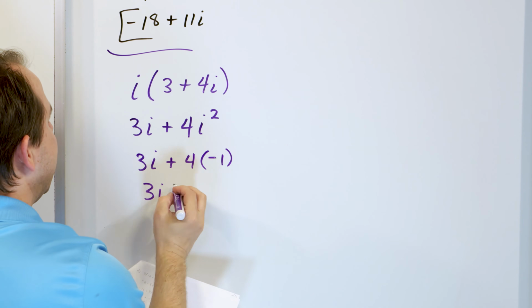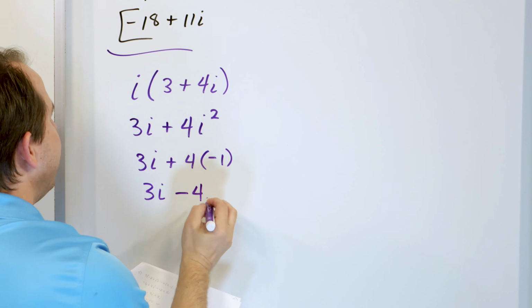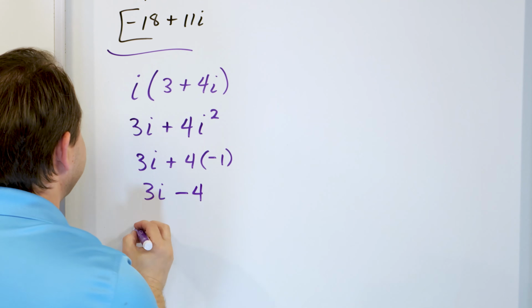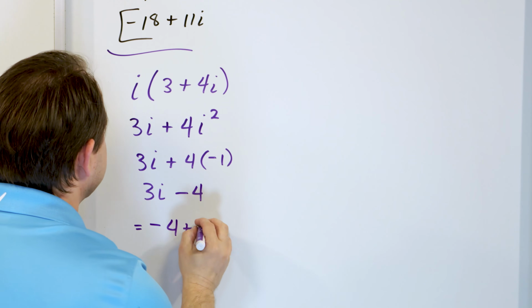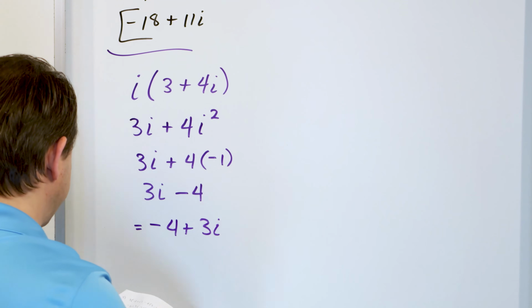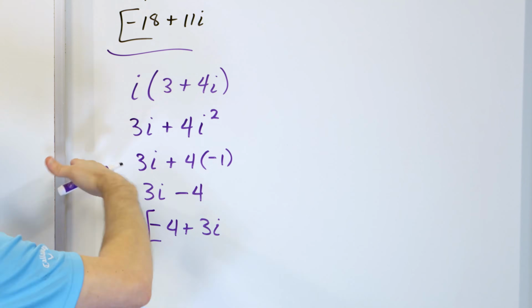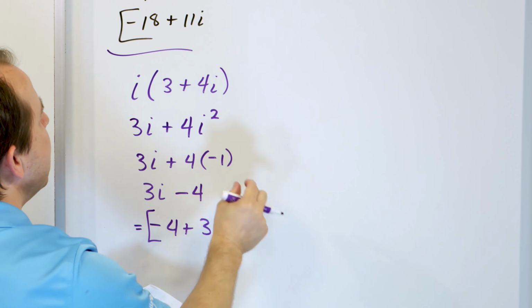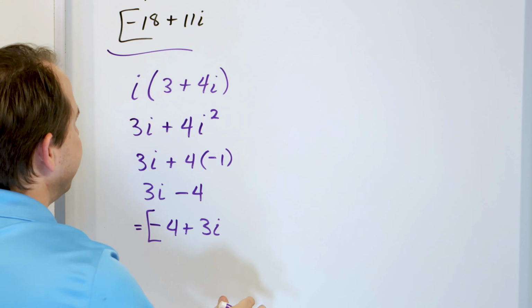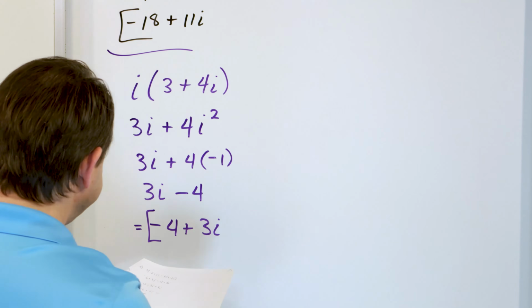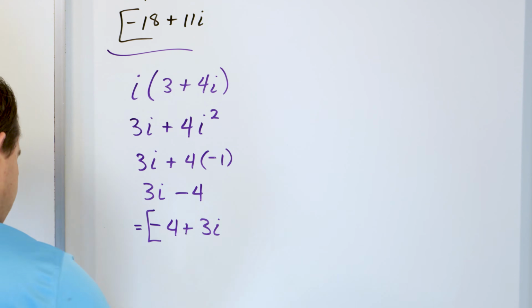So you have 3i minus 4. And we always want to flip it around so the real part is first. Negative 4 plus 3i. So you have the real part first, the imaginary part next. And this is the final answer. So if you ever have to distribute things in, you do exactly the same as you always do. But anytime you have i squared, you got to substitute for negative 1 and go from there. All right?